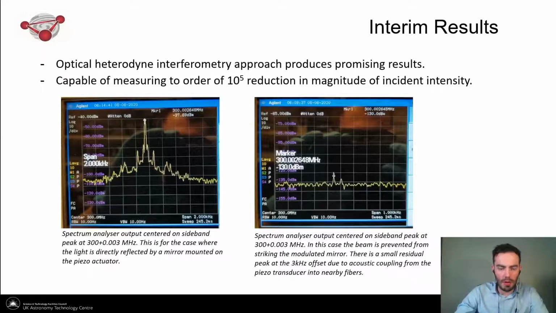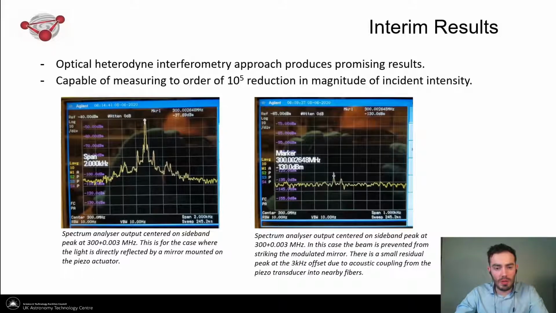The images you can see here are pictures taken of the spectrum analyzer display in 2 different scenarios. They are centered on the first sideband peak, 3 kHz above 300 MHz, and displayed over a span of 2 kHz. The image on the left corresponds to an input power of 1 mW on the piezo mirror, resulting in a peak signal power of negative 37 dBm. This is the full reflection peak.